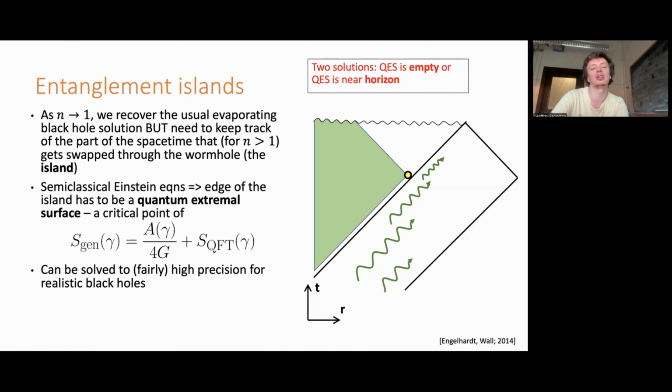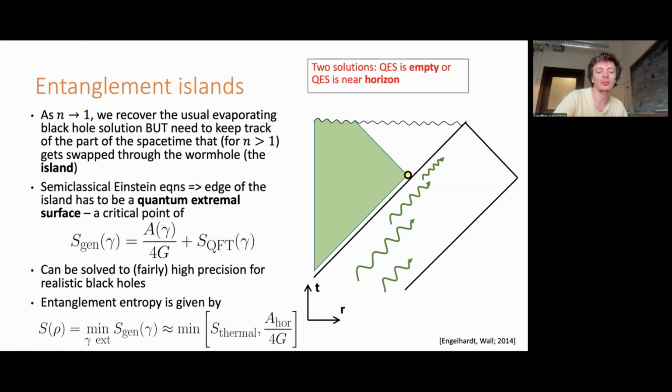It's just that there's no island at all, and there's no wormholes, there's nothing weird, everything's normal. The second one is this special surface called the island QES that sits very close to the horizon of the black hole. When you work through all the details of the entanglement entropy being this analytic continuation of trace rho to the n, then you find that the entanglement entropy is given by first looking for all these extremal surfaces, taking each of their generalized entropy, and then taking the minimal generalized entropy out of that set.